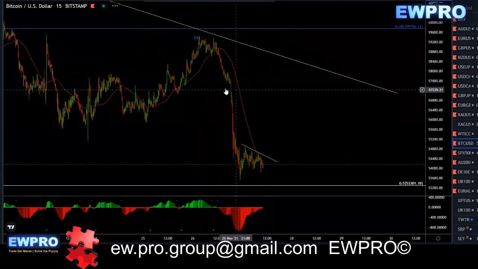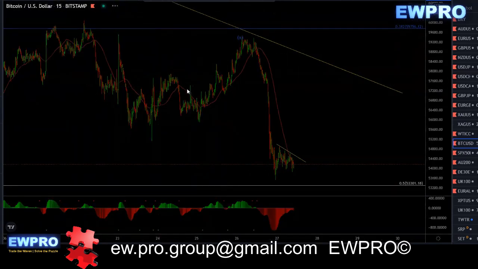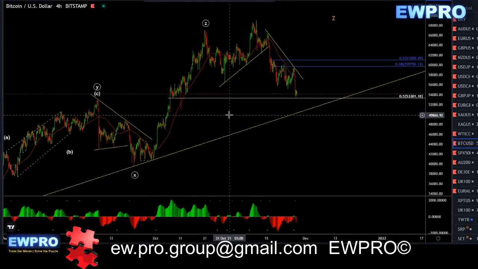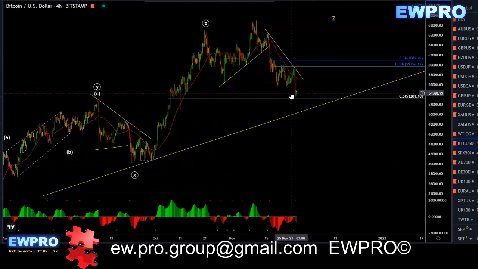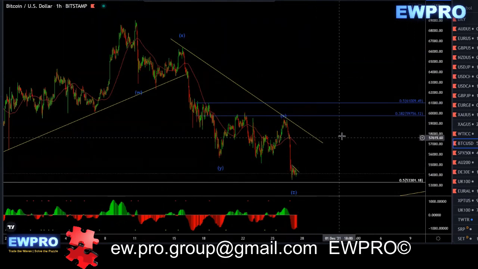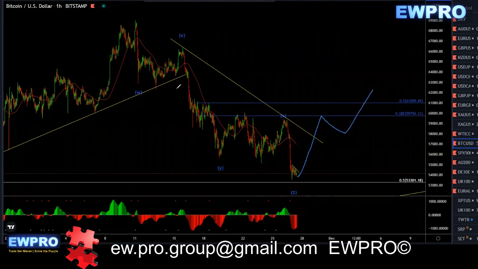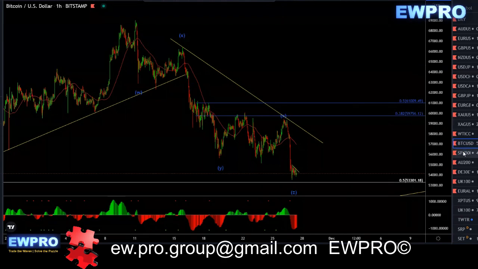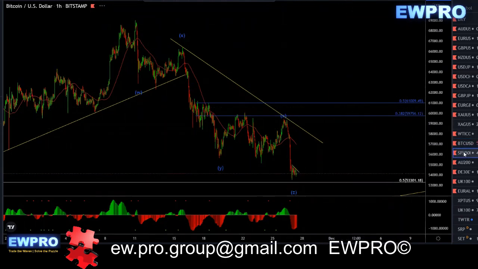So I'd be more interested in the buy because we still have that possible flat here, that larger flat. So yeah, I'd be more interested in the buy, even if it's just an A, B, C up to the 50 fib of this move. We have that bullish divergence, and it'll only be scalping, right? But yeah.